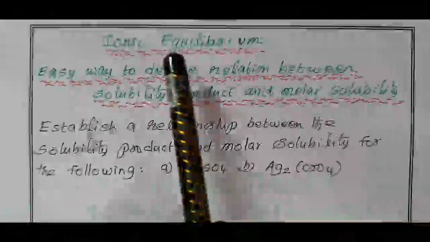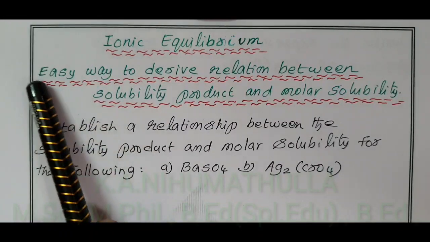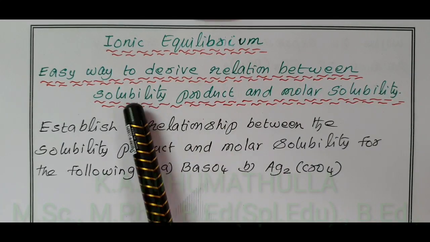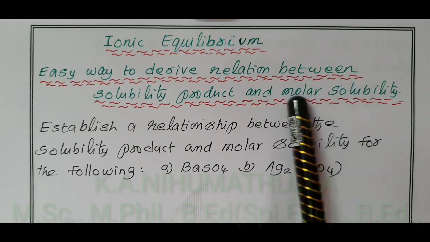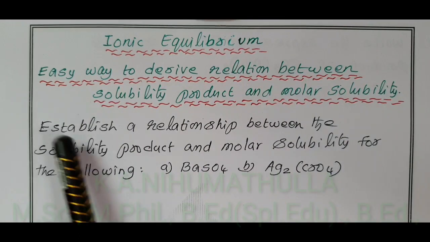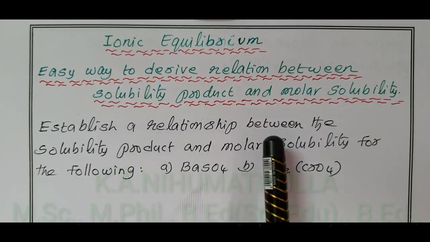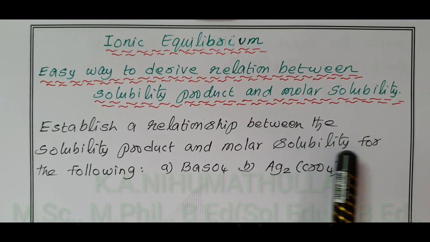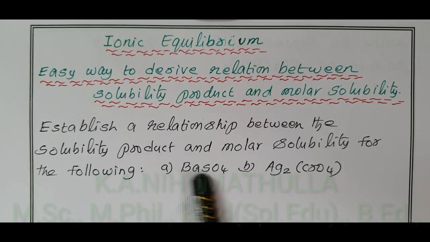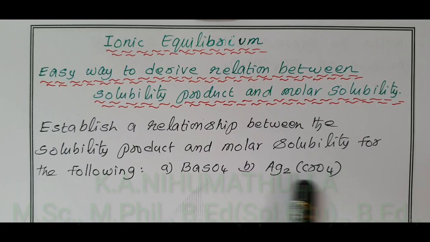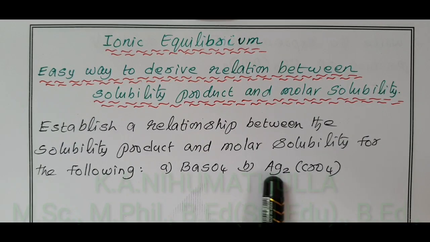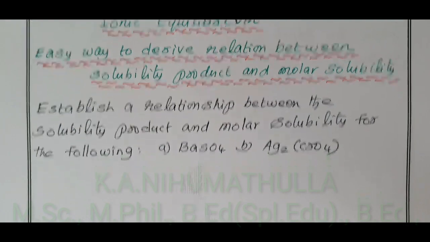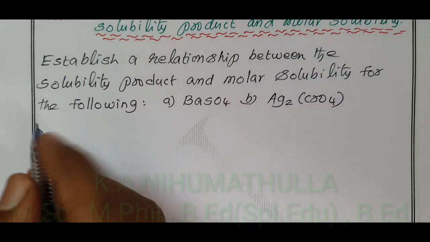Good morning, dear student. Ionic equilibrium: an easy way to derive the relation between the solubility product, K solubility, and molar solubility, S. Establish a relationship between the solubility product and molar solubility for the following: barium sulfate and silver chromate, Ag2CrO4.